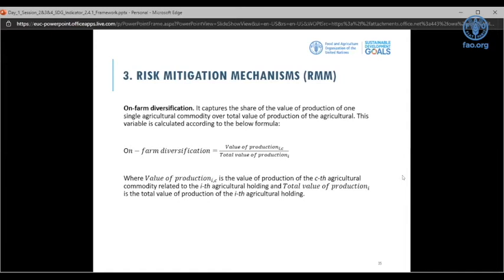If it is greater than 66%, this means that the agriculture holding is not diversified, because it is relying for its revenues or for its output value on one single commodity. If the percentage is less than 66%, this means that the agriculture holding is relying on more than one source of output value, and hence its exposure to risk is minimized or diversified.